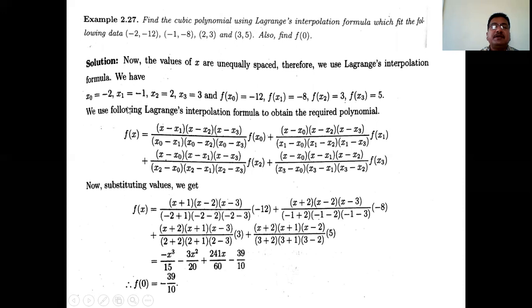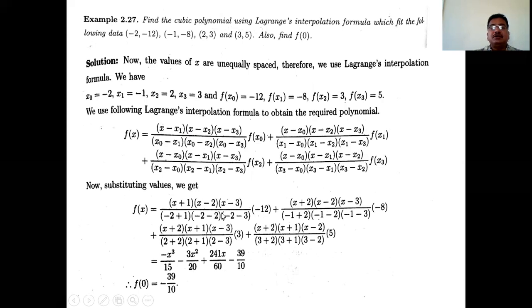The values of x and y are 4 in number, and therefore this formula contains a total of 4 terms. In the first term's numerator, x minus x naught is deleted. In the second term, x minus x1 is deleted. In the third term, x minus x2 is deleted, and in the last, fourth term, x minus x3 is deleted.